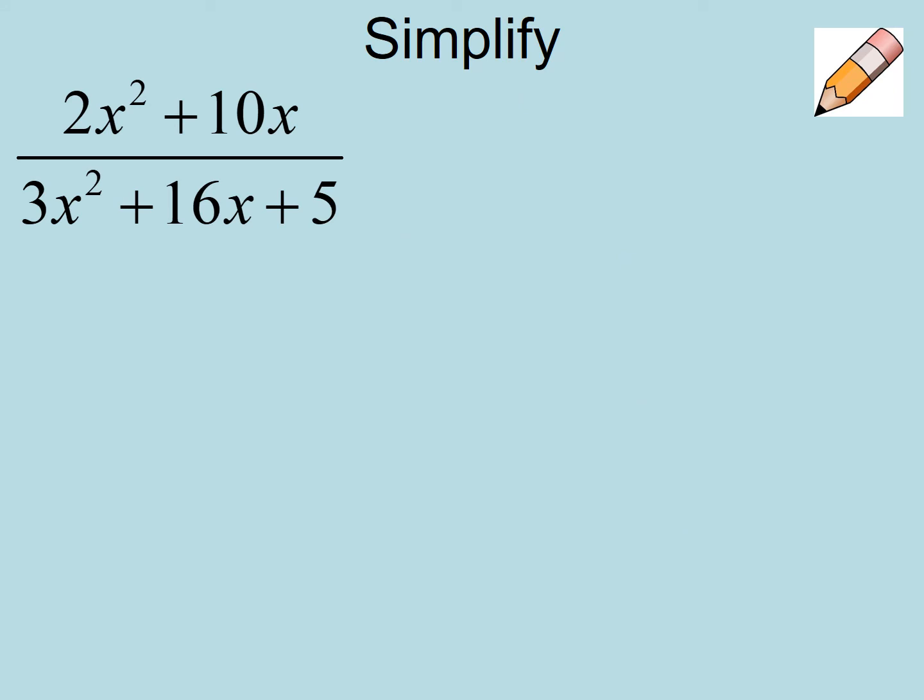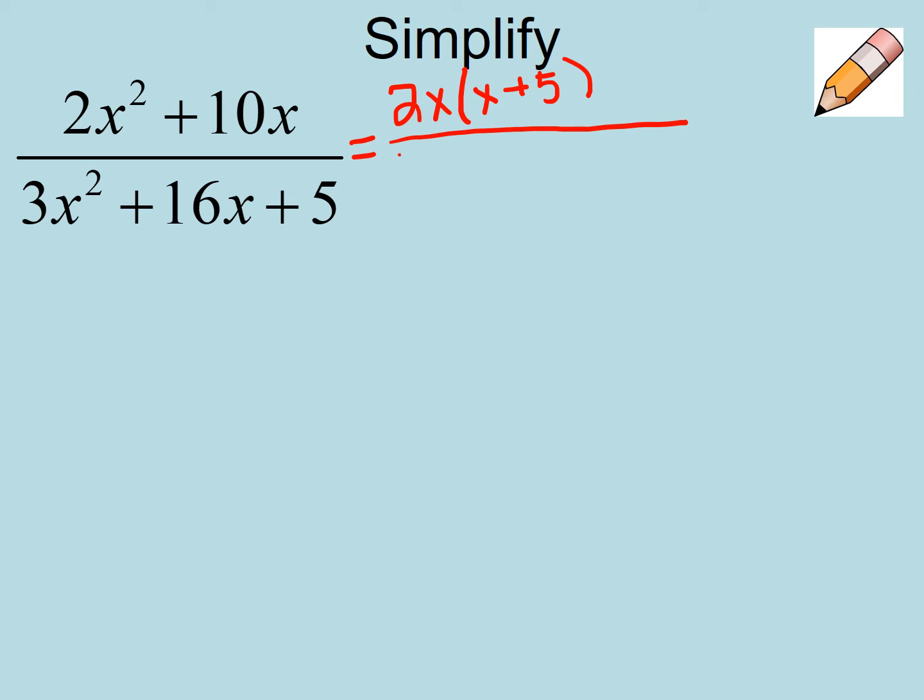Okay, number 3. So now we have 2x squared plus 10x all over 3x squared plus 16x plus 5. So start in the numerator. Let's try to factor the numerator. We're going to have to use GCF again. So 2x squared and 10x have a 2x in common. And if we divide out a 2x from each term, we're left with x plus 5. And then our denominator has 3 terms. And remember, in order to factor something with 3 terms, we have to use the trinomial method.